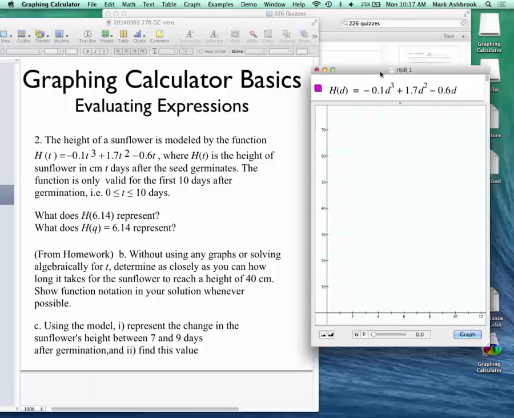So you're desperate. You have to get this number. What are you going to do? Anything's fair game except solving for the input and using a graph. Guess and check. Guess, right? So let's use the graphing calculator to do that.